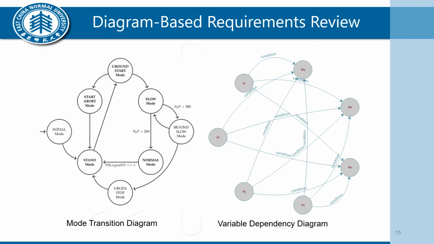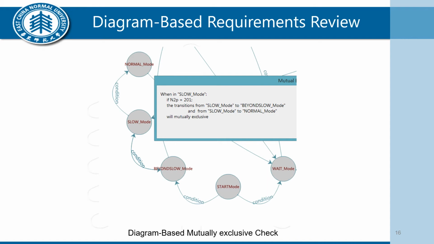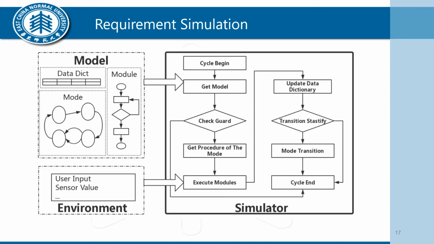Actually, in this stage, we support the mutually exclusive check for the state transition system. For example, when the system stays in slow mode, if the N2P equals 01, the system can transit from the slow mode to the beyond slow mode and the normal mode at the same time. This is an error. Based on our diagram, the experts can find errors like that.